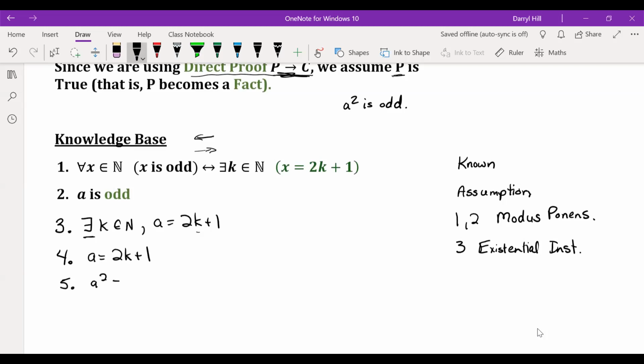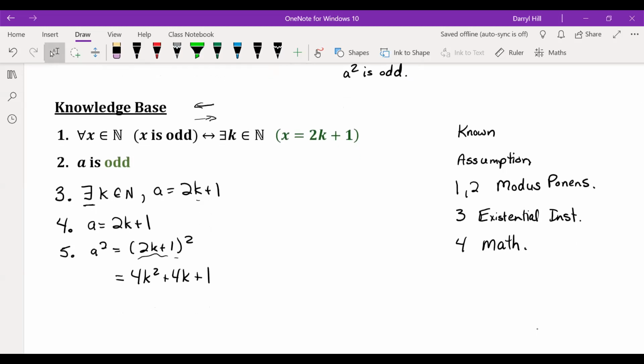So we know that A squared is equal to (2K plus 1) squared, and that is simply using 4 and math. And then we can expand out this expression. I don't mind if you do some of the math in line like this. But this is equal to 4K squared plus 4K plus 1, right? That's simply (2K plus 1)(2K plus 1), and that is equal to this.